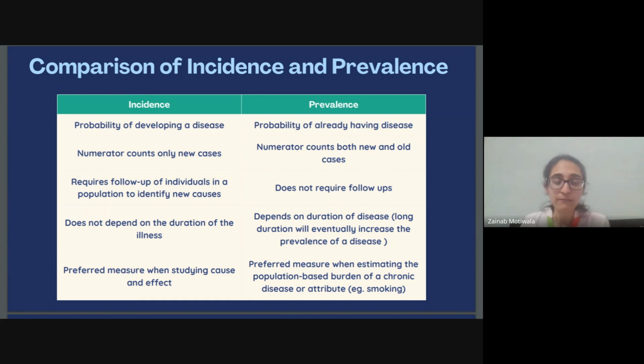Just recapping a few points: the probability of developing a disease is the incidence, while the probability of already having a disease is prevalence. With incidence, we talk about new cases. With prevalence, we talk about both new and old cases, in totality all the diseases that exist. Prevalence does not require follow-up, while incidence does. Prevalence depends on the duration of disease, while incidence does not. Prevalence is really good to estimate the population-based burden of a chronic disease, while incidence is good to understand the relation between a cause and effect.